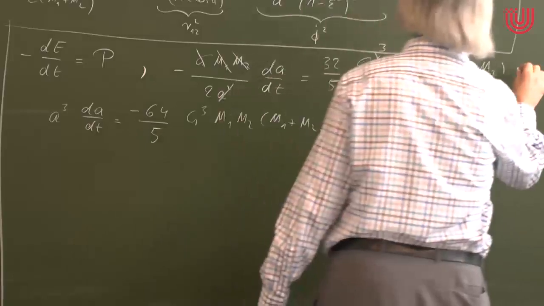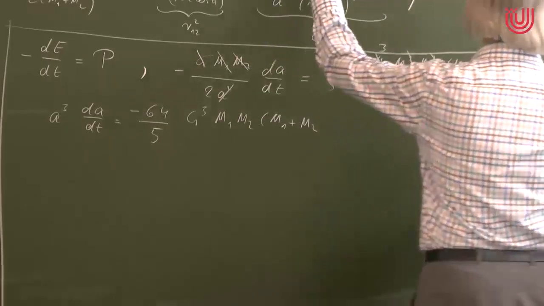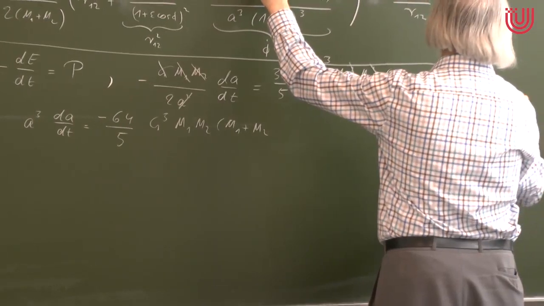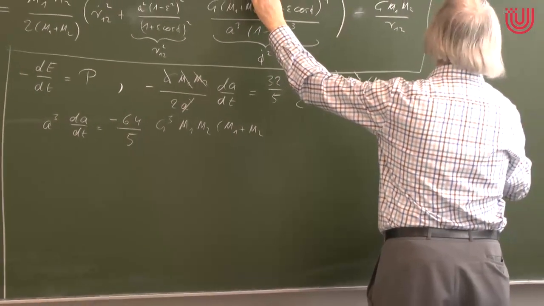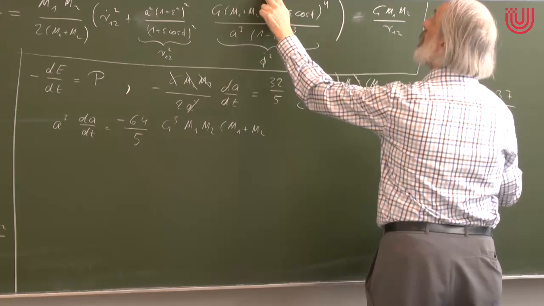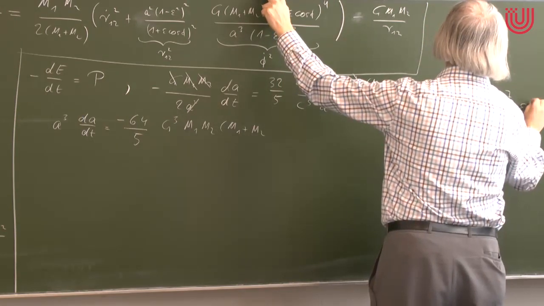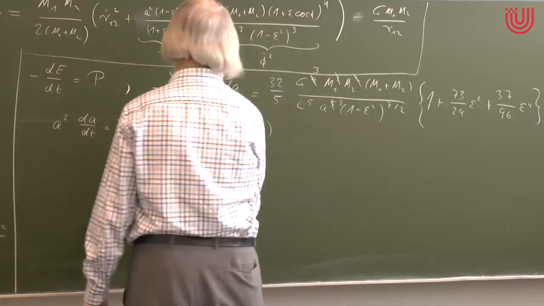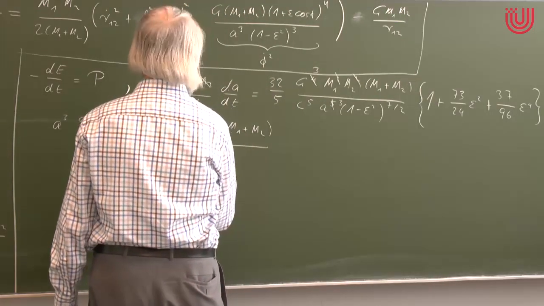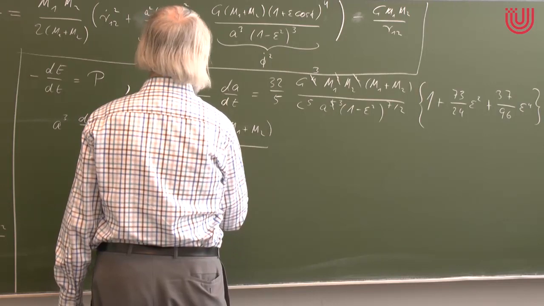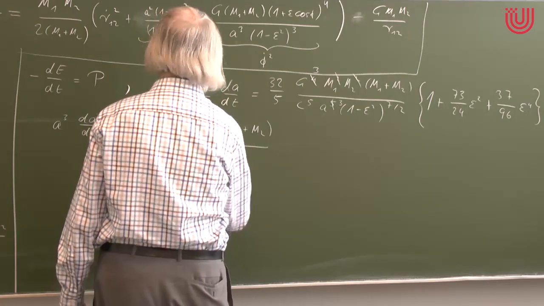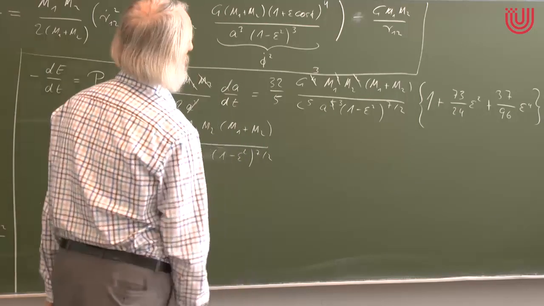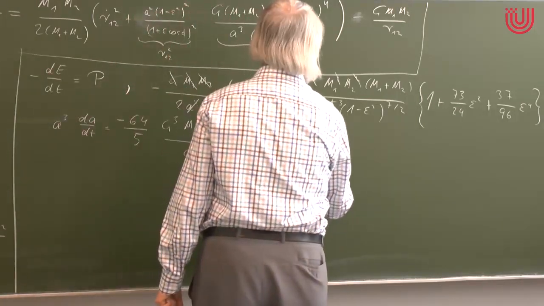Oh, I forgot the epsilon terms. 1 plus 73 over 24 epsilon squared plus 37 over 96 epsilon to the 4. c to the 5, 8. Oh, no, I took this to the other side. 1 minus epsilon squared 7/2 and the curly bracket.